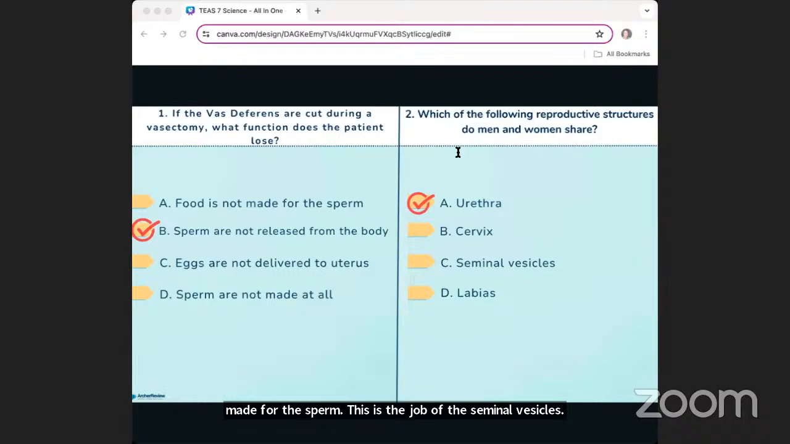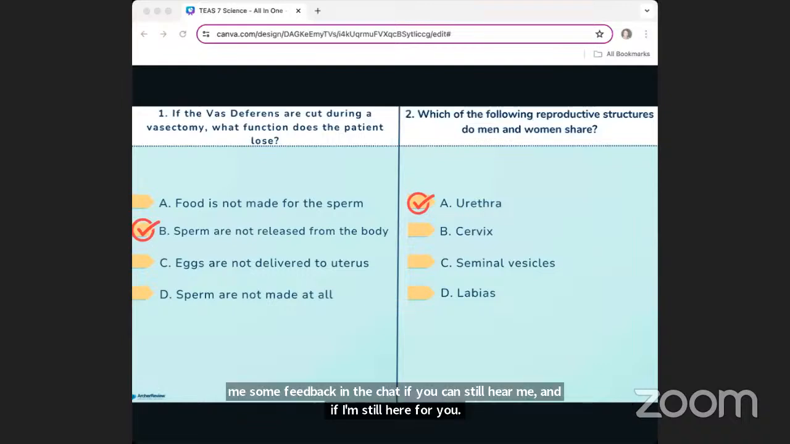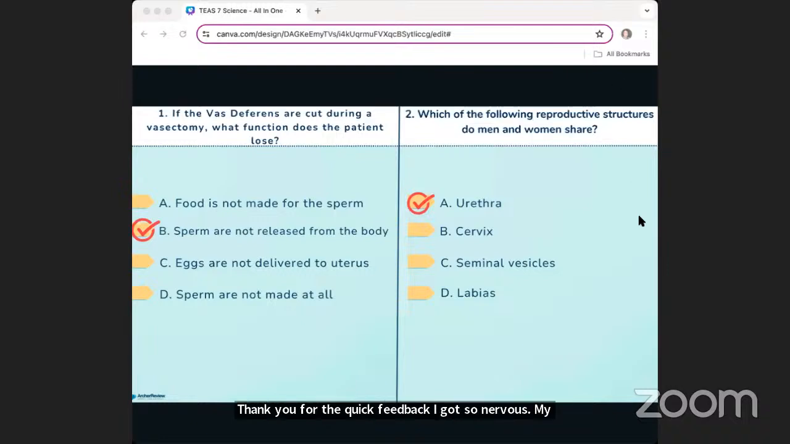All right, guys, my Zoom just said I was logged out, but it also looks like I'm still logged in. Can you guys give me some feedback in the chat if you can still hear me and if I'm still here for you? Oh, thank you for the quick feedback. I got so nervous. My Zoom just said I was logged out. Someone else is trying to sign in. All right, let's keep on going then. I'm here. We're good. Thank you.